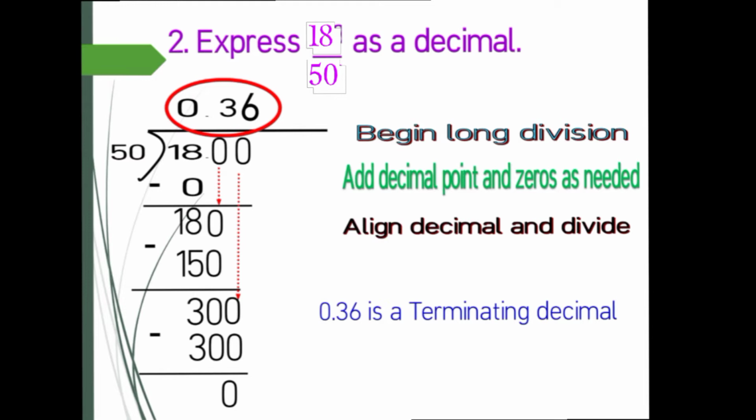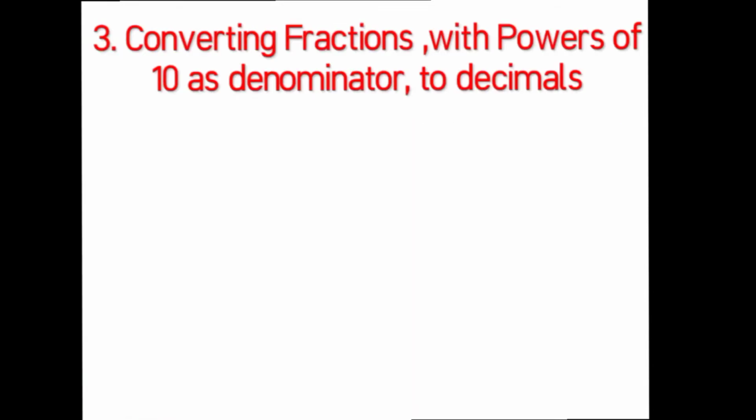0.36 is also a terminating decimal because it has a finite number of digits. Let's have another example. Converting fractions with powers of 10 as a denominator to decimals. So, pag sinabi natin with powers of 10, yun yung 10, ang kanyang denominator, 100, 1,000, 10,000, and so on. So, let's have an example.